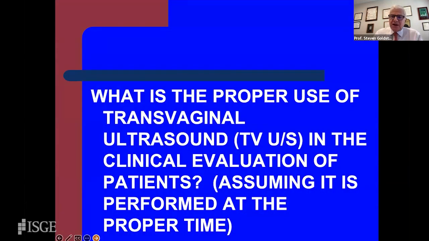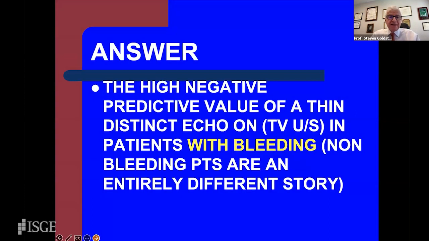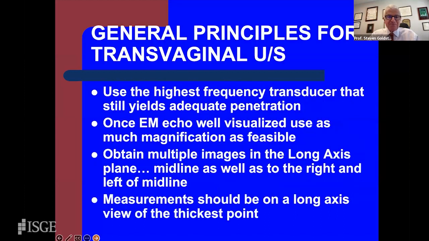So the question then comes up, what is the proper use of transvaginal ultrasound in the clinical evaluation of patients? And that's assuming you're performing it at the proper time. And the answer is the high negative predictive value of a thin, distinct echo on transvaginal ultrasound in patients with bleeding. Patients who are not bleeding and have an incidental finding of a thick echo, that's an entirely different story, and maybe we'll have a webinar someday on the incidental findings in the asymptomatic patient.